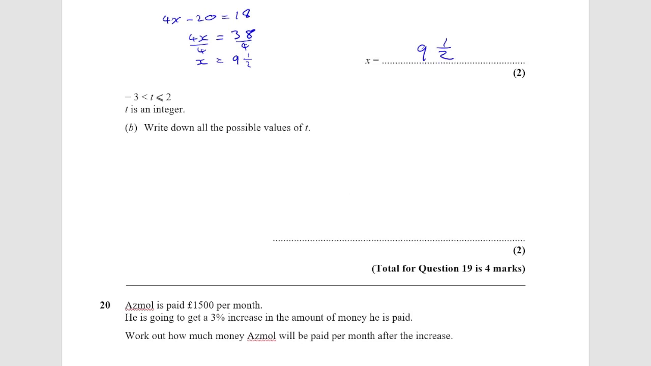Right, so we've got some inequality symbols. Write down all the possible values of t. So in effect, t can't be minus 3. It's an integer, so a whole number. So the smallest it could be is minus 2. It could be minus 1. It could be 0. It could be 1. And then it can be equal to 2. So that's all my values.